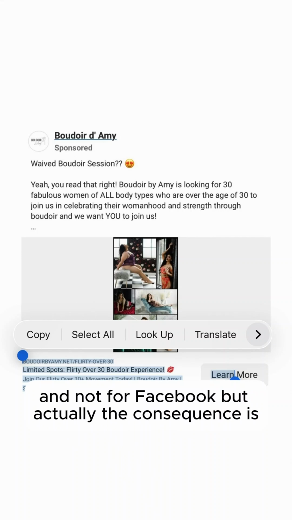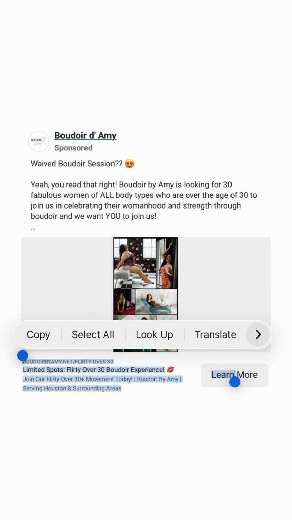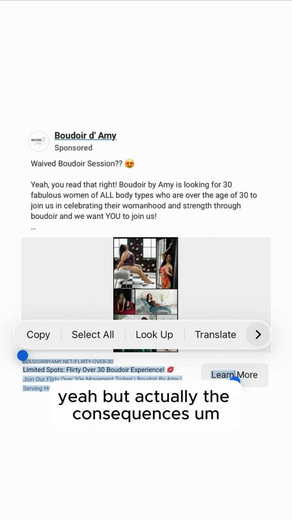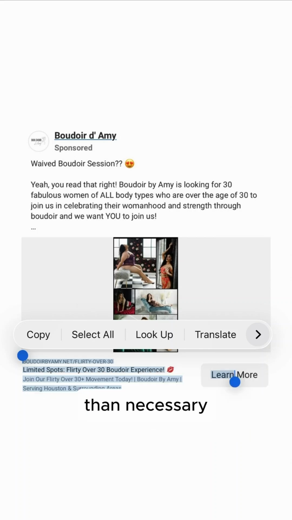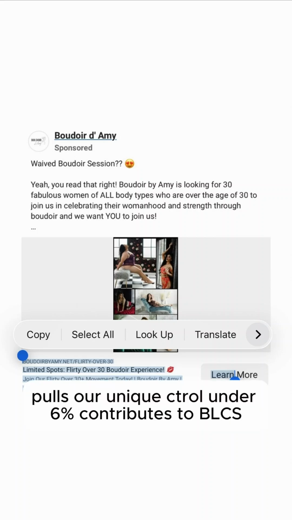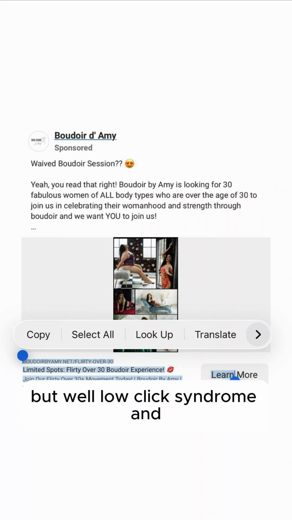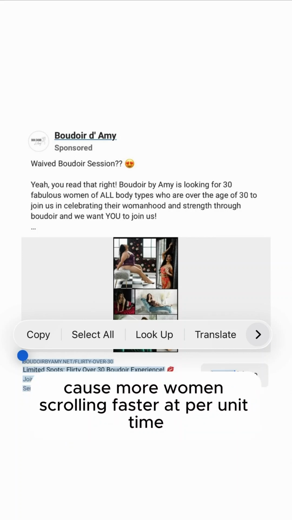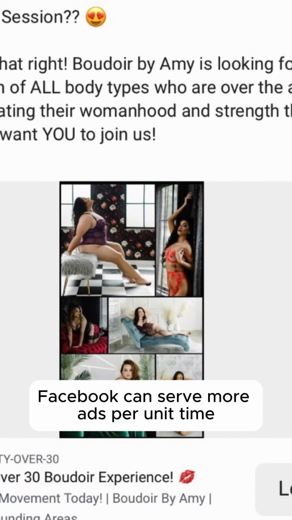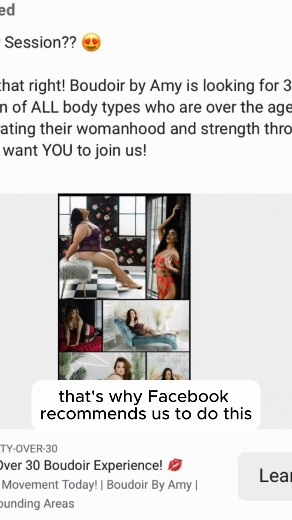But actually the consequence is way more women scrolling by our Boudoir Facebook ad than necessary, which pulls our unique CTR all under 6% and contributes to BLCS, Boudoir low click syndrome. And Facebook actually makes more money per unit time from this, because with more women scrolling faster, Facebook can serve more ads per unit time. That's why Facebook recommends us to do this.